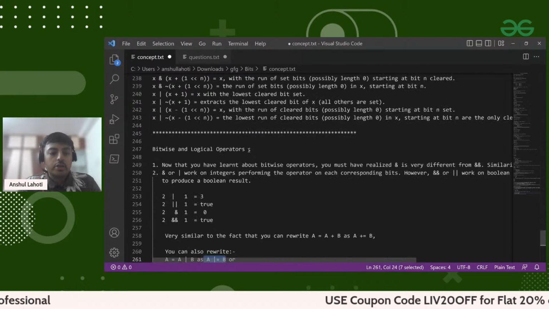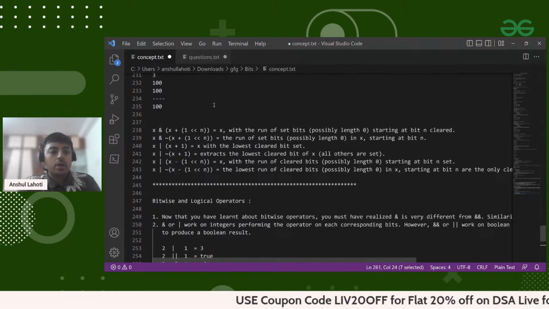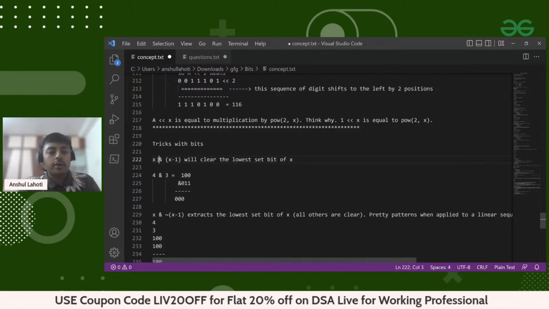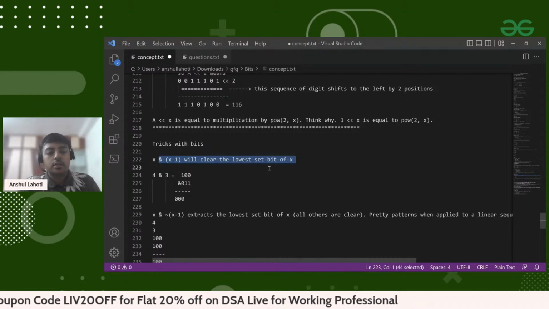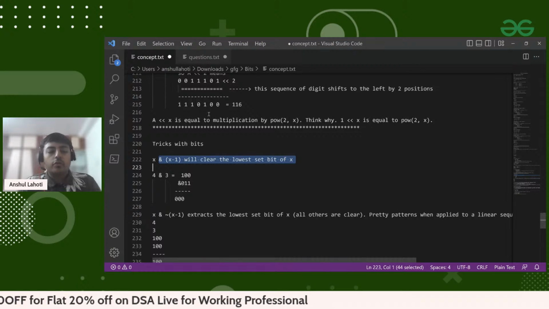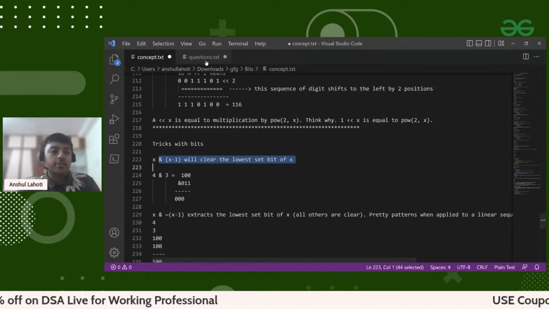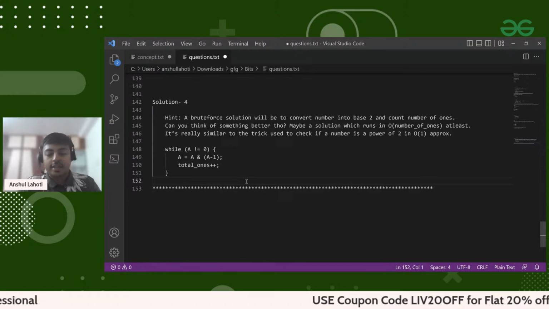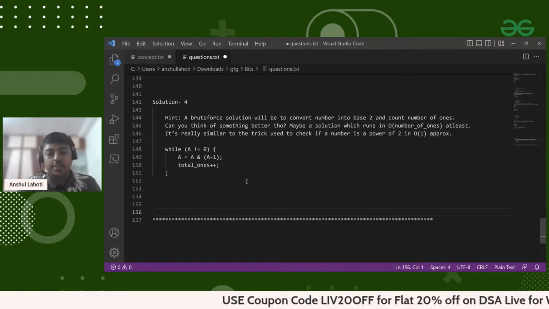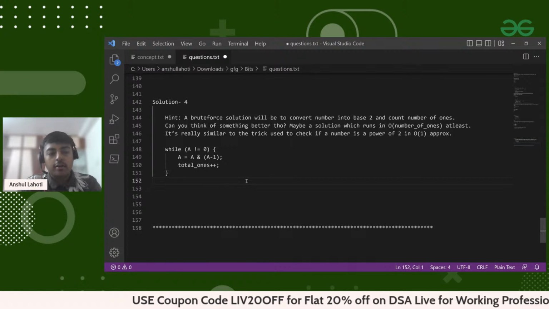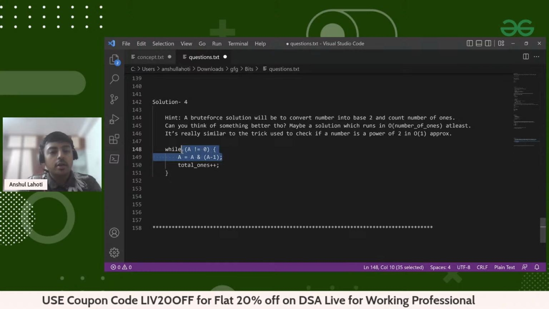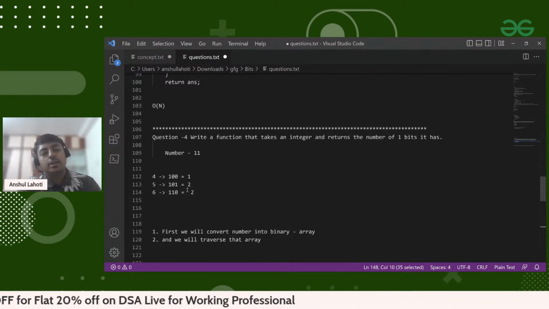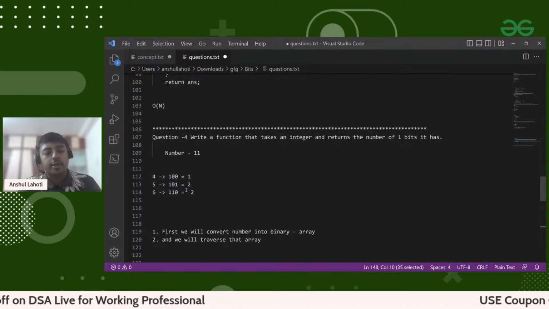It's A of a number with its predecessor, which will clear the lowest set bit of X. So what is the meaning of this? Why are we doing this? Why are we clearing this? So we will take an example here. This is a very interesting question, and we are doing it in one step instead of two steps. Like first we convert it into binary, then we traverse that array.